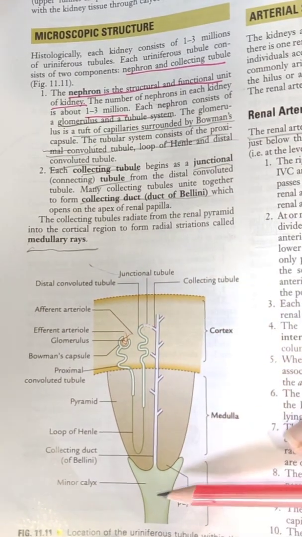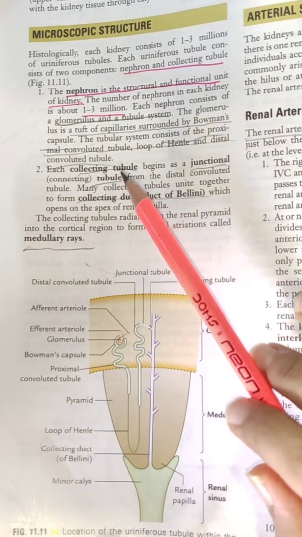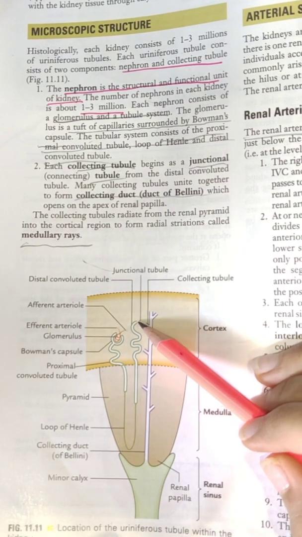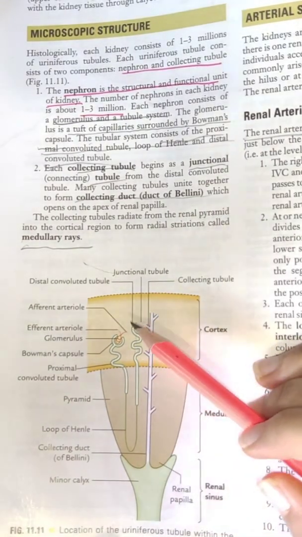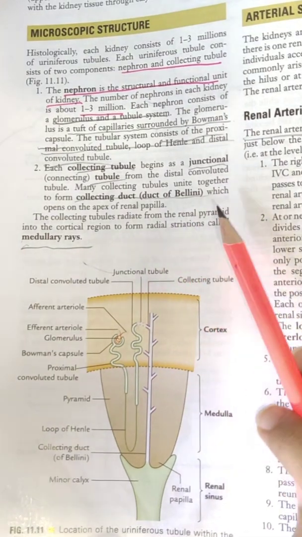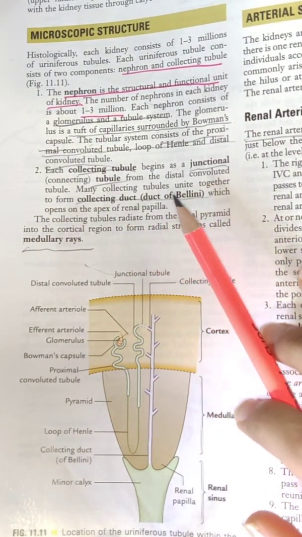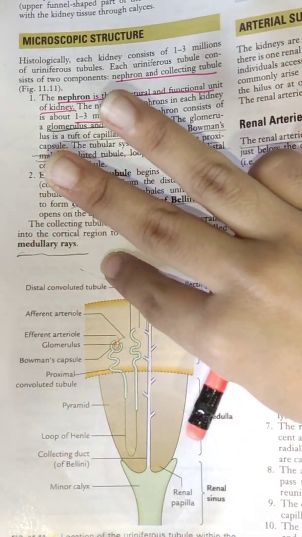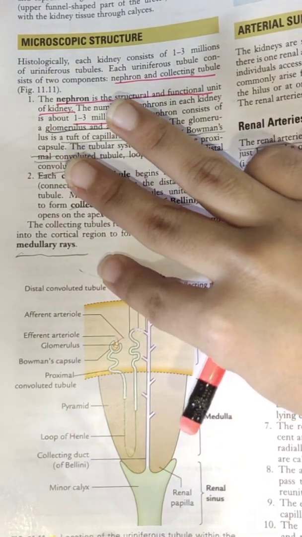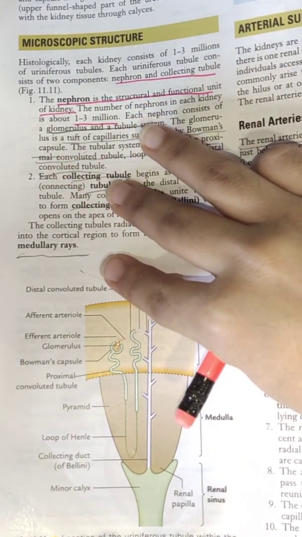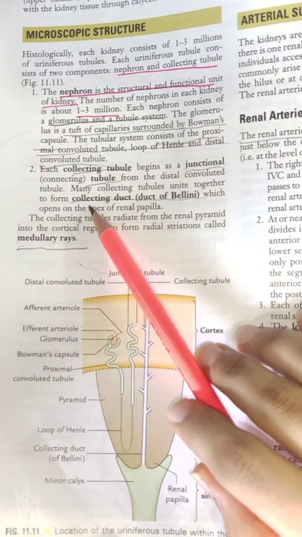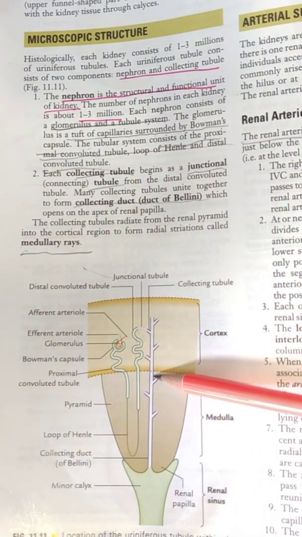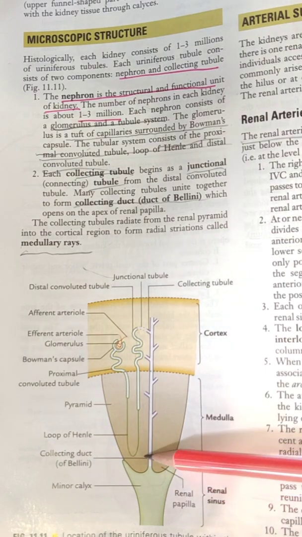After that, there is the collecting duct. The collecting tubule or collecting duct begins as a junctional tubule from the DCT, as you can see here. Many collecting tubules unite together to form the collecting duct, also called the duct of Bellini. So till now we studied 3 ducts. One is the column of Bertini, which is present in the renal cortex. Then the pyramids of Malpighi in the medulla. And the third one, in the collecting duct, is the duct of Bellini, which opens into the apex of the renal papilla. As you can see in this diagram, the collecting duct is opening into the apex of the renal papilla.